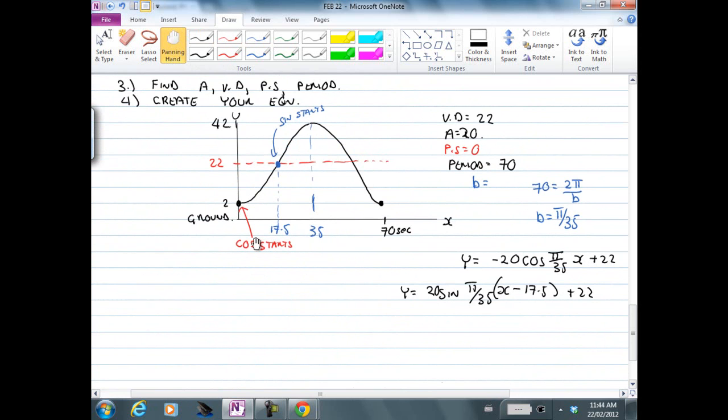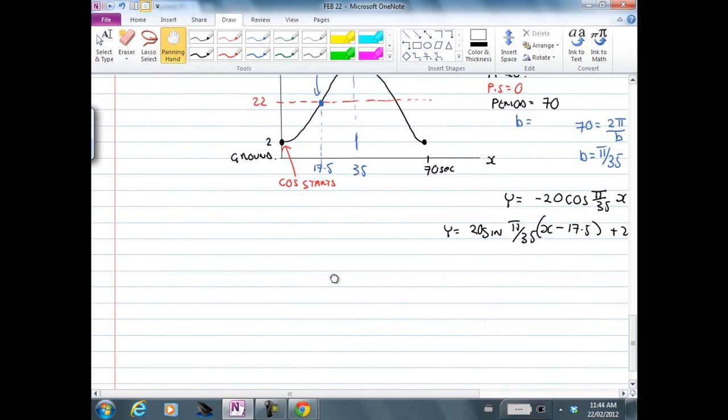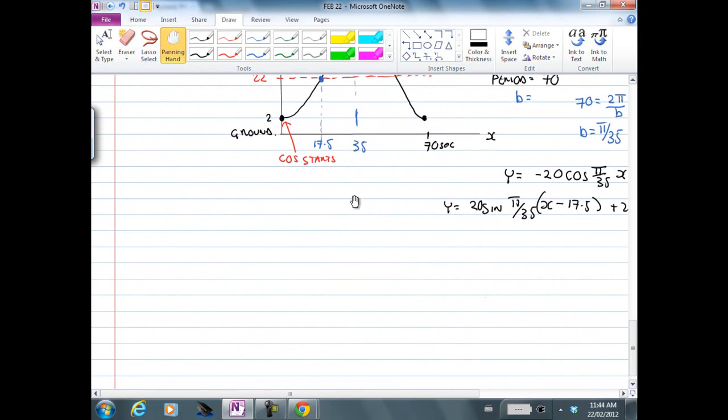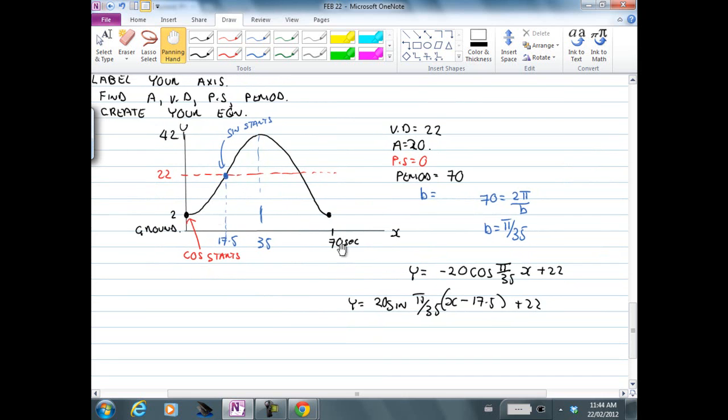Question, sorry. What shape is this? That's a negative cos graph, because the cos graph starts up. Okay? Good question. Try this one, guys. Another question on your own.